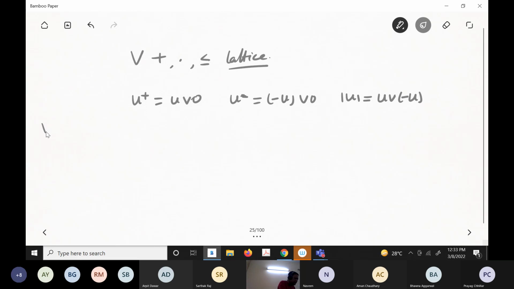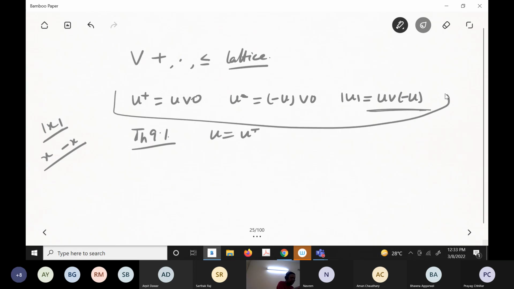Exactly in the real line, what is this? This means either this bigger of this, the supremum of this. The same thing I'm doing, U and minus U. Okay, that's the natural definition. Okay, right? And here theorem 9.1, I'm not giving the proof. You can look at the proof, it is very simple. That U is actually, you have defined, these are definitions.